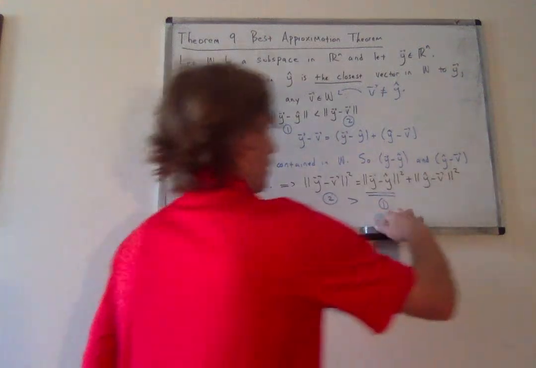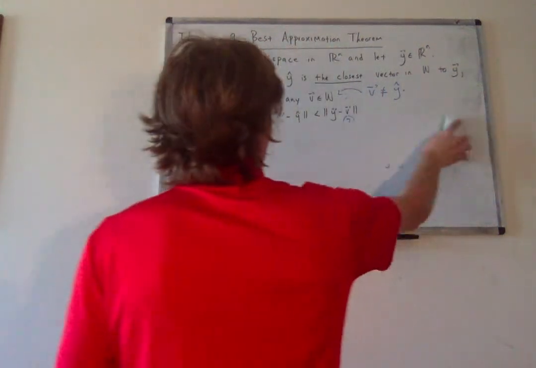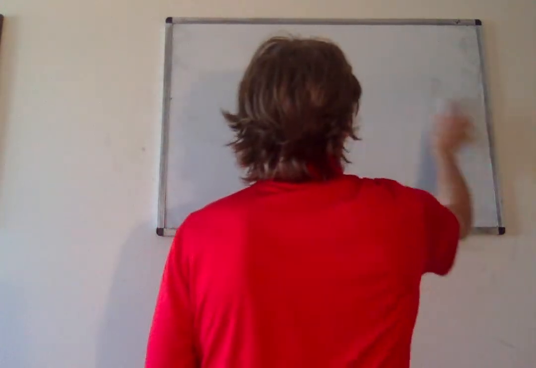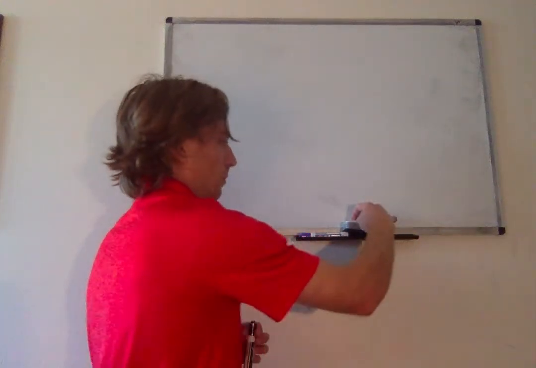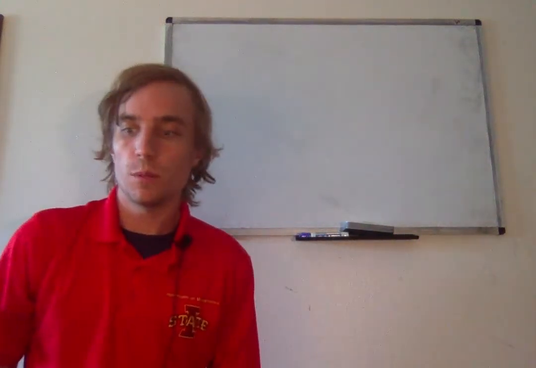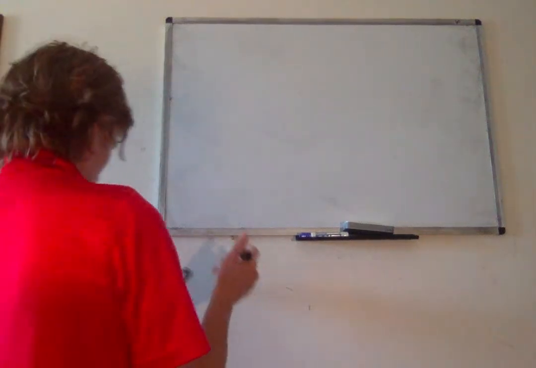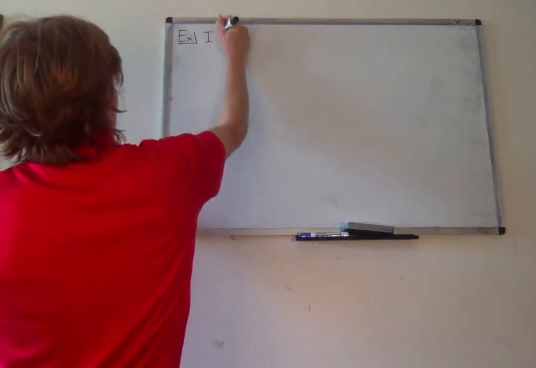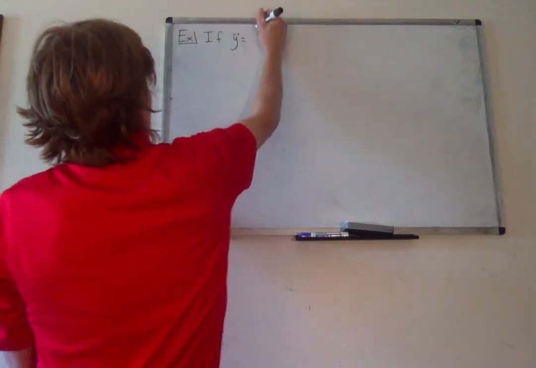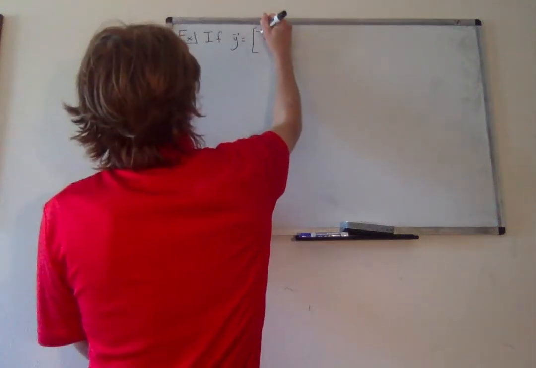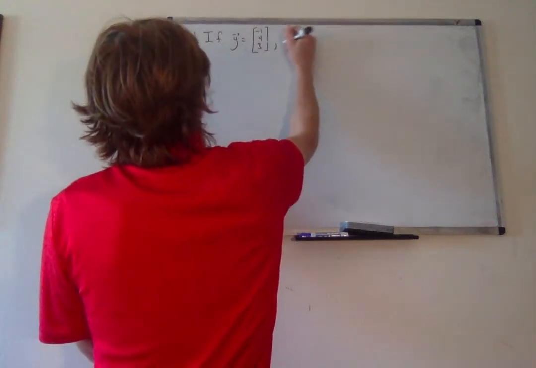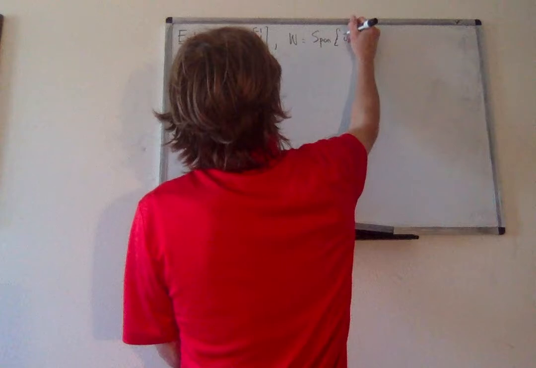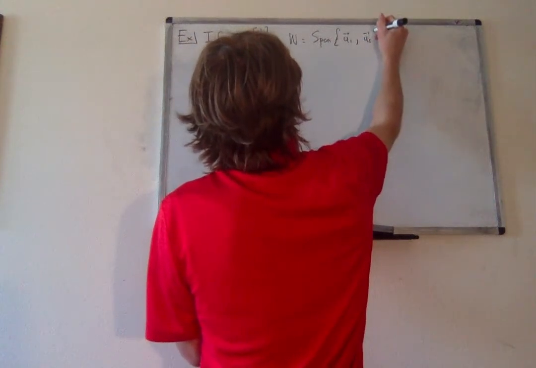So, with this theorem in hand, we can now return to our example and definitively calculate the minimum distance from y to the subspace W in our original example. So I'll rewrite this on the board. y is the vector -1, 4, 3. W is the subspace spanned by U1 and U2.